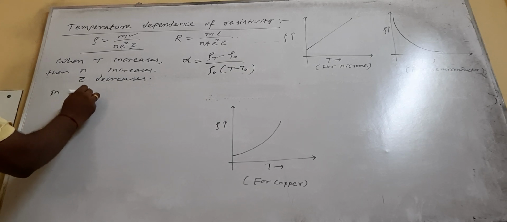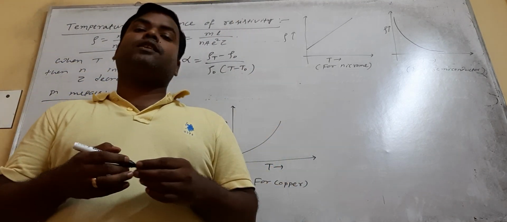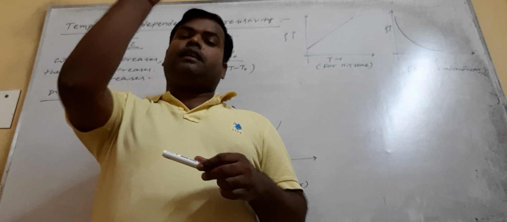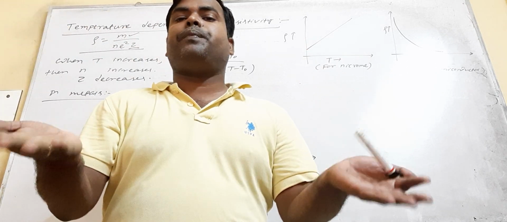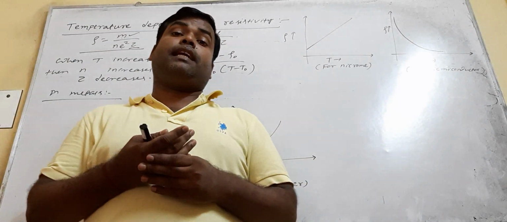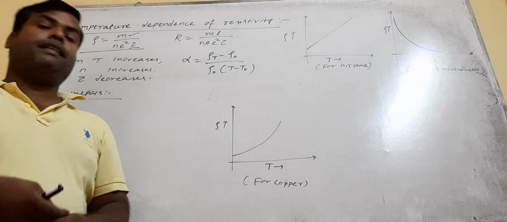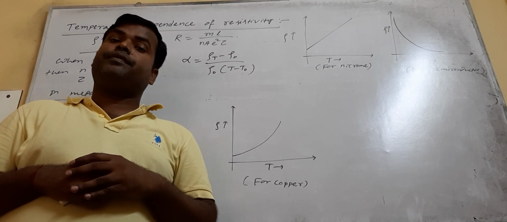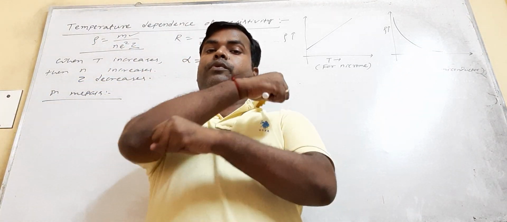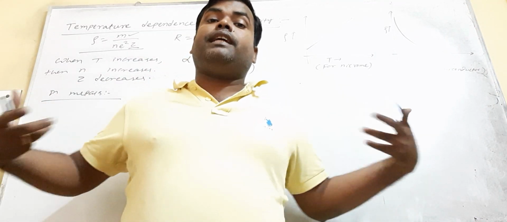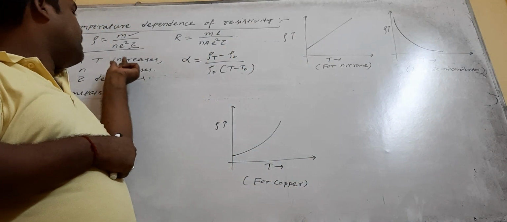In metals, what happens? A metal has a large number of free electrons even at low temperature. So when you increase the temperature, some more electrons become free, but that increase in electrons has very little effect on the resistivity. But if you increase the temperature, then the relaxation time decreases. The electrons collide more frequently, and this collision increases.